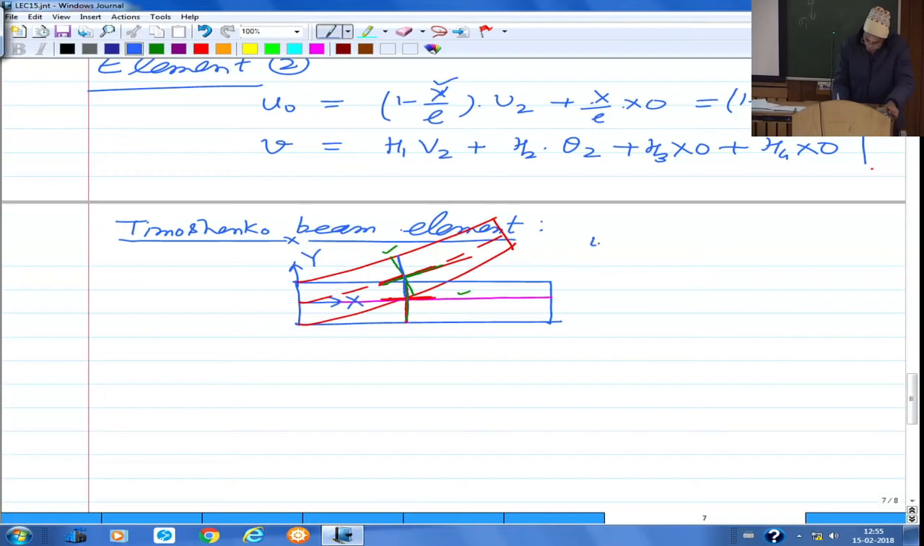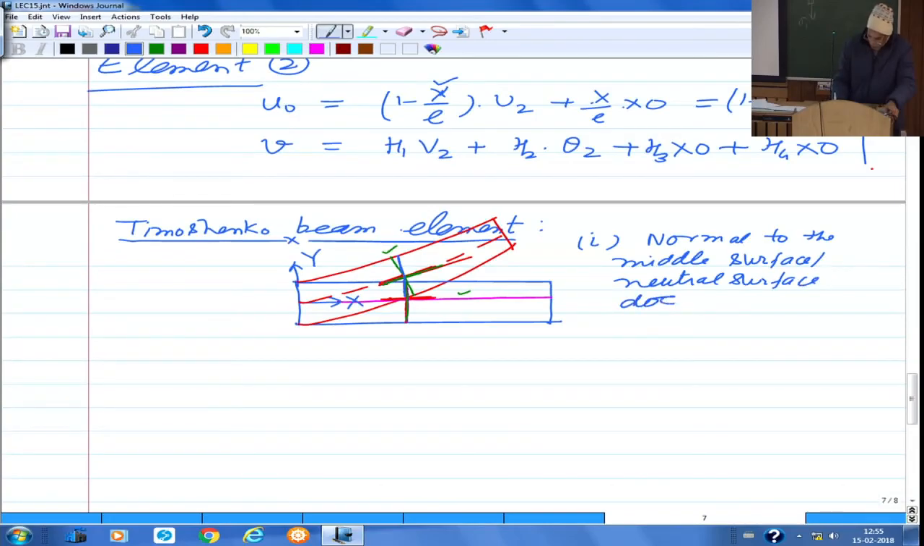So the assumptions here are that the normal to the middle surface, or you can say neutral surface, does not remain normal to the same surface after deformation. Whereas in the Euler-Bernoulli beam theory, we said that it remains normal, and therefore obviously it is applicable for thin beams. So that is what we had said. So normal remains normal after deformation.